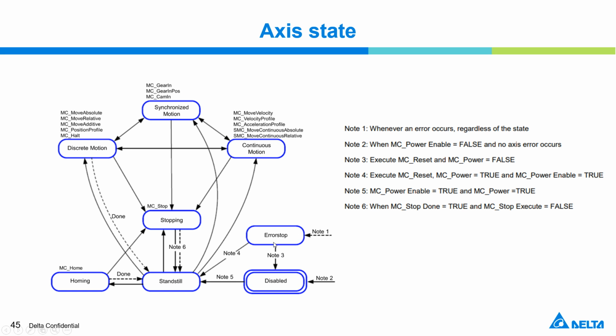So sometimes if you skip this way, for example, you want to change the axis status from error stop to homing directly, you have to go to standstill first. You cannot skip the standstill and go to homing directly. Otherwise, the software will pop up an error to remind you the instruction sequence is not correct. This part is very important. When you do real programming, you have to follow the axis state.